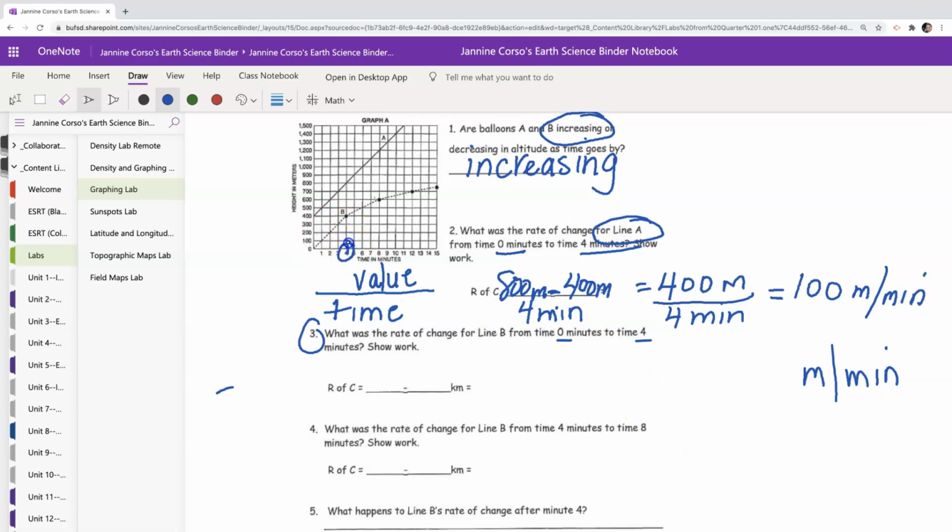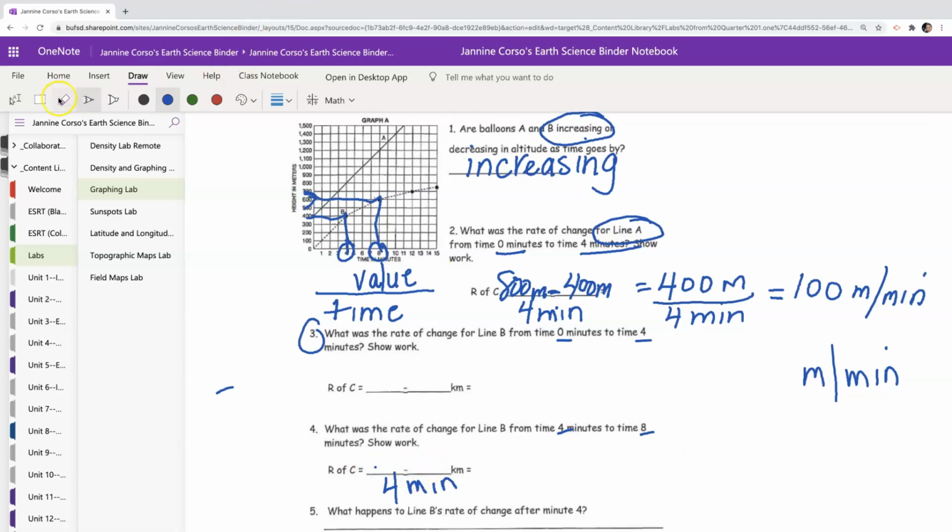But at the 4th minute, line B is at 400. By the 8th minute, it goes up to 600. So your change in values are the change in the heights. 600 minus 400 and divide by, again, it's 4 minutes between the 4th and 8th minute. So here was your 4 minutes, and you're going to do 600 minus 400.